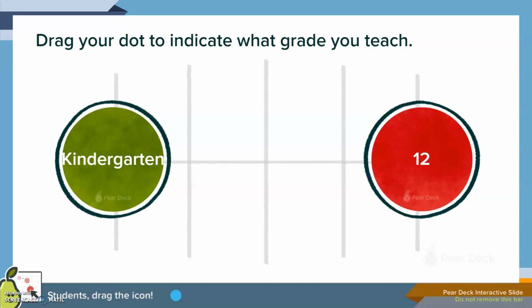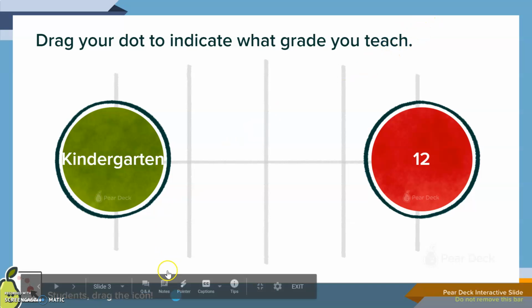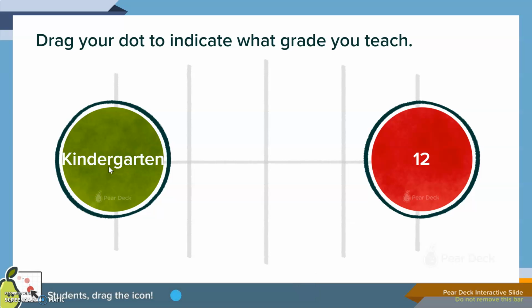So you can see here, for example, the educators would drag the dot to what they teach. I did target this workshop for grade 4 to grade 12 instructors. And one of the key good points about Pear Deck is that it is so interactive that I can get feedback about what educators feel or what their situation is.